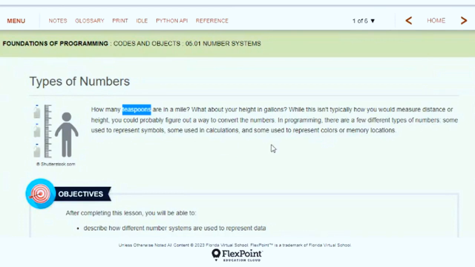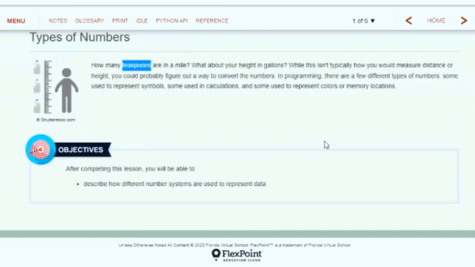I don't know. In programming, there's a few different types of numbers, and some are used to represent symbols. Some in calculations represent colors or memory locations. So we're going to learn about the different number systems and how they're used.